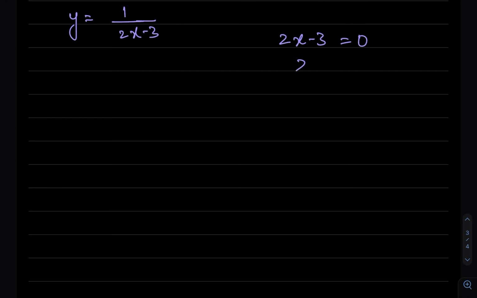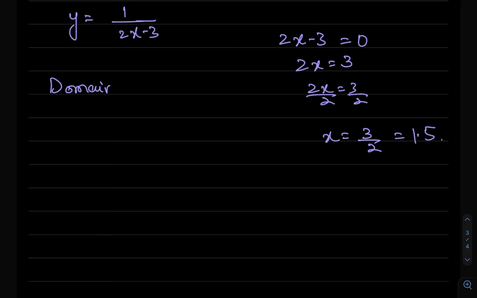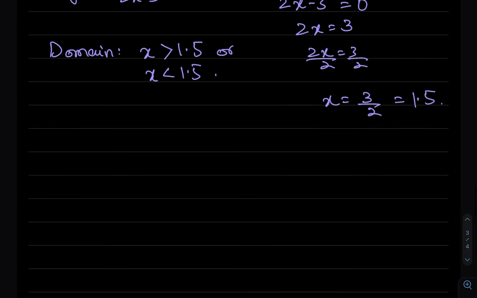Let's add 3 to both sides. We'll get 2x equals 3. Now we're going to divide both sides by 2. We're going step by step, and we get 3 over 2, which is 1.5. Now we don't want 1.5, and so what is our domain going to be? You guys must have guessed it. The domain, we can put values of x that are either greater than 1.5 or less than 1.5. That's literally it. Let's take another example.